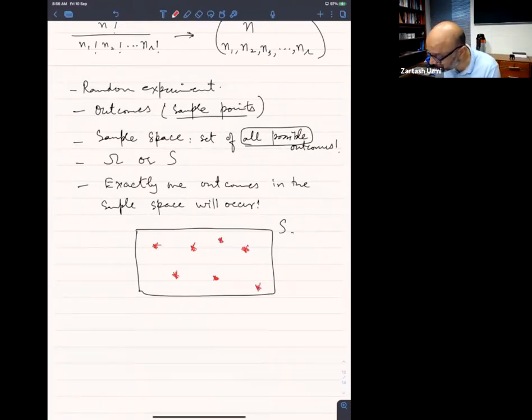Out of these sample points, exactly one of these occur. Dice roll करेंगे तो एक ही नंबर आएगा. दो नंबर simultaneously नहीं आ सकते. ठीक है? So we say that these outcomes are mutually exclusive. They do not happen simultaneously. इनको हम कहते हैं ये mutually exclusive है. These outcomes are mutually exclusive. Exactly one of these will occur. ये भी नहीं हो सकता कि इनमें से कोई भी ना अकर करे. एक अकर जरूर करेगी और exactly एक ही अकर करेगी.